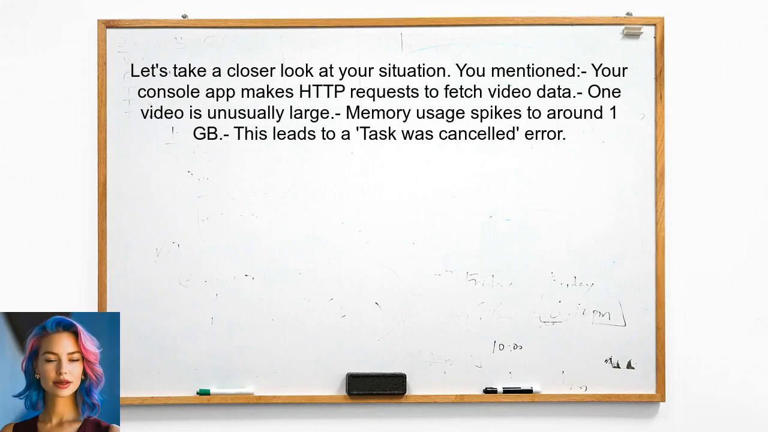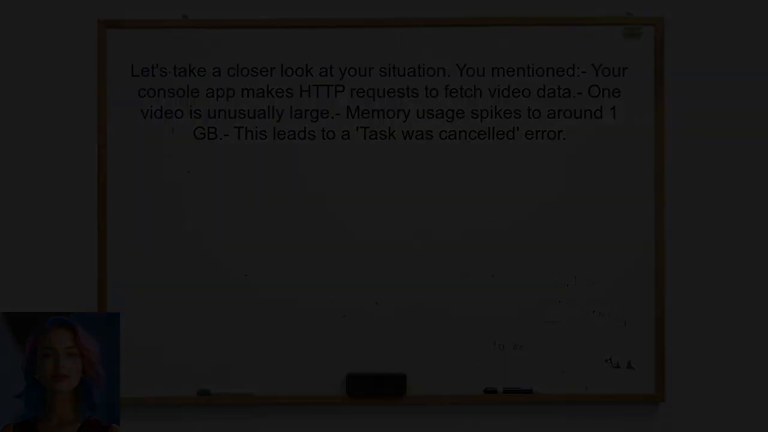Let's take a closer look at your situation. You mentioned that your console app makes HTTP requests to fetch video data, but one of the videos is unusually large, causing your memory usage to spike to around 1 gigabyte. This leads to a task was canceled error. Sound familiar? Let's explore this together.